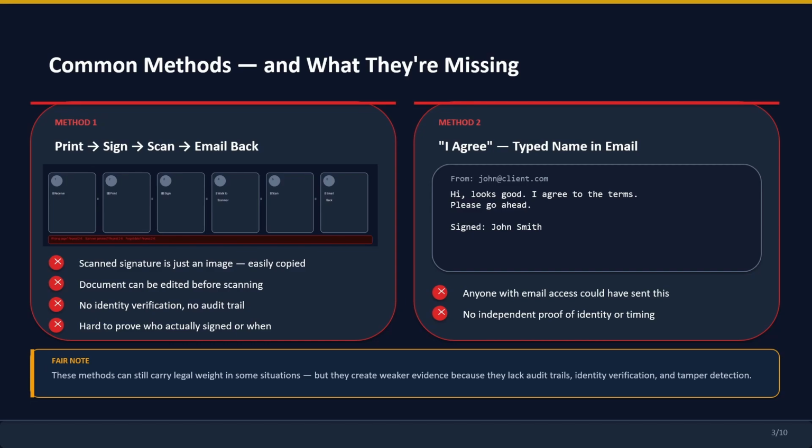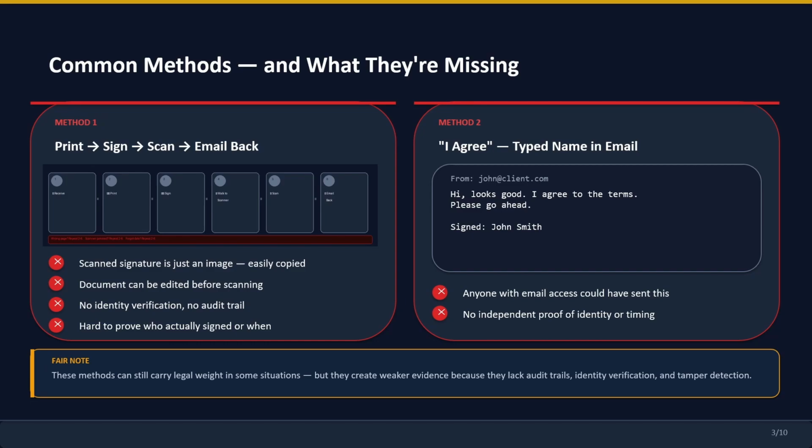But the real issue isn't the inconvenience. That scanned signature is just an image, a picture of ink on paper. It could be copied and pasted onto a different document. The document itself could have been edited before scanning, and you have no identity verification, no IP address, no device info, no timestamp tying a specific person to a specific act of signing.